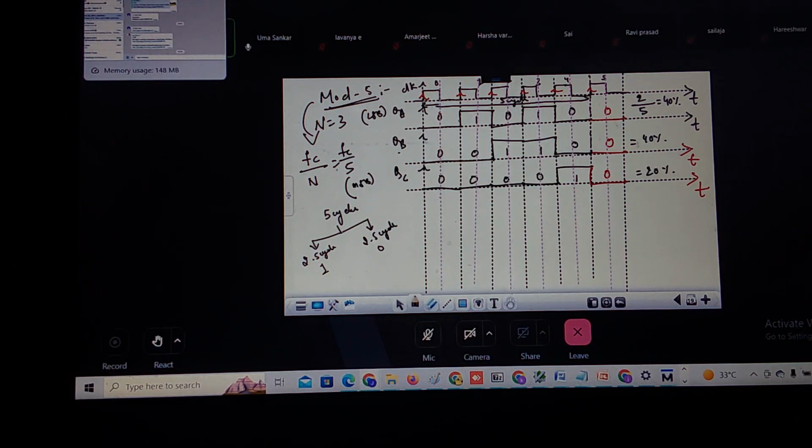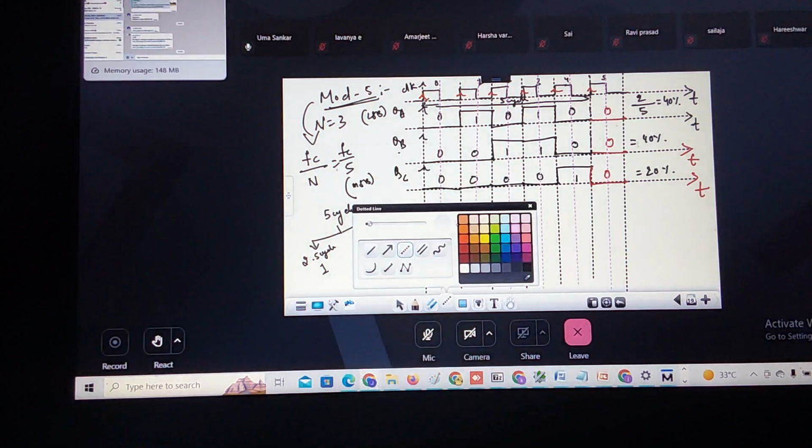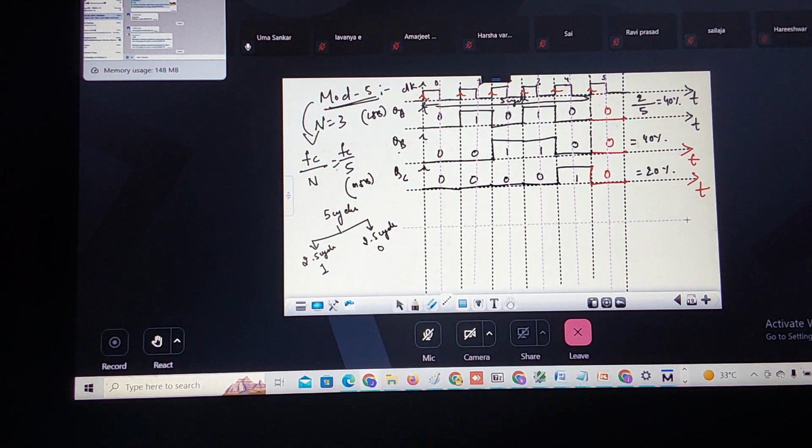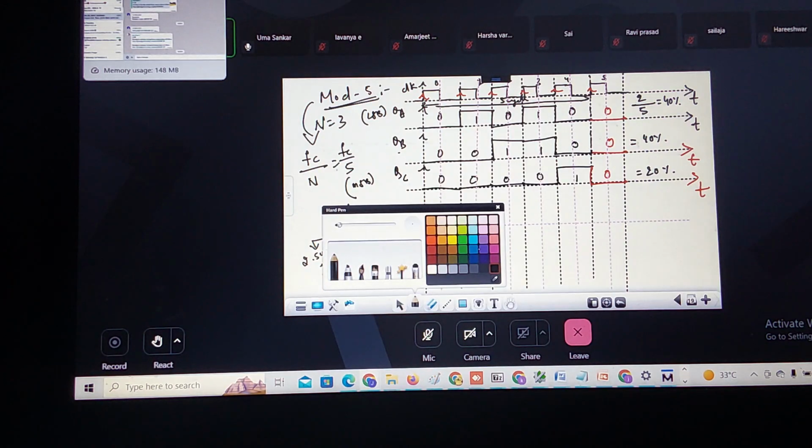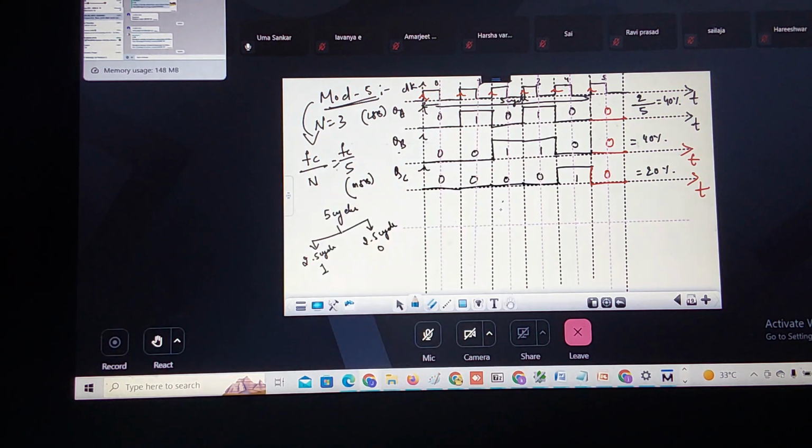So out of QA, QB, QC, QB is the best option, whereas QA is constantly toggling. What I want from the frequency divider is 2.5 ones and 2.5 zeros. So instead of going with QA, I'll take QB. This is QB. This output I'm going to trigger at the negative edge. I'm going to write it like a shifted version.